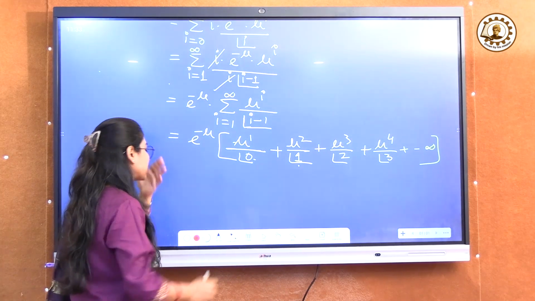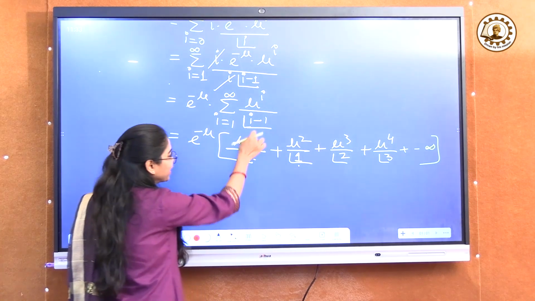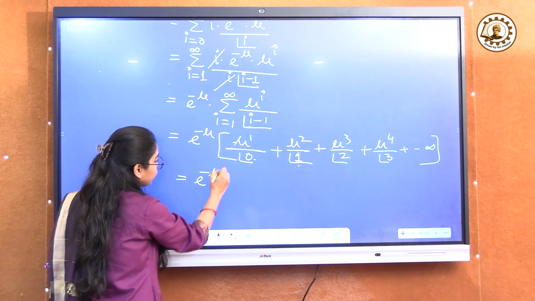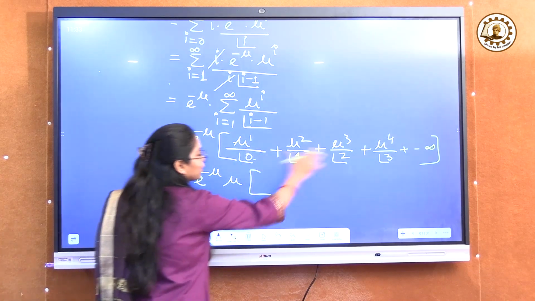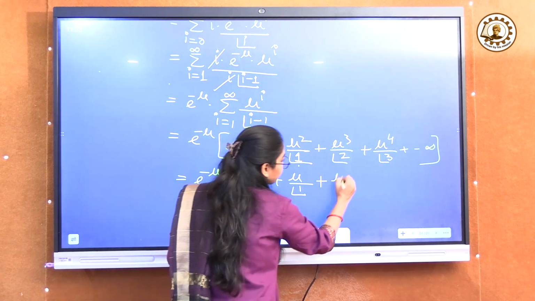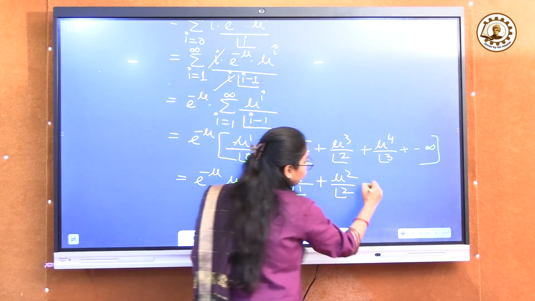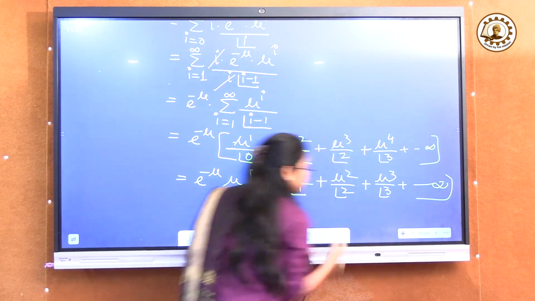Now you can see that factorial 0 is 1 and in this bracket mu is the common portion. So we can take mu as a common part. So mu will be outside the bracket and this portion will be 1 plus mu by factorial 1, plus mu square by factorial 2, plus mu cube by factorial 3, up to infinity.